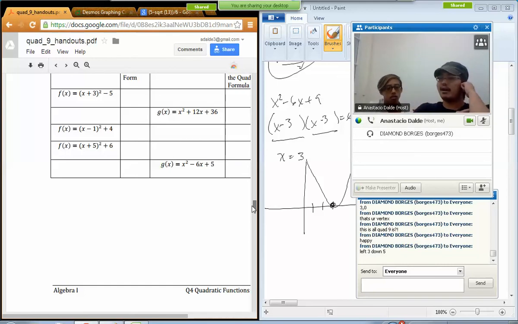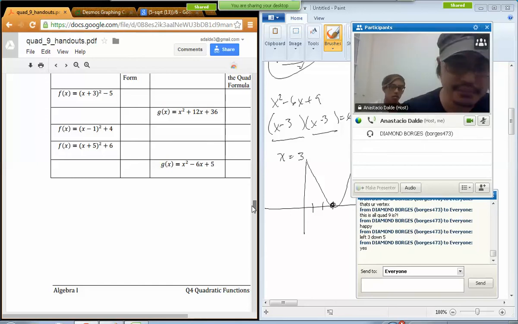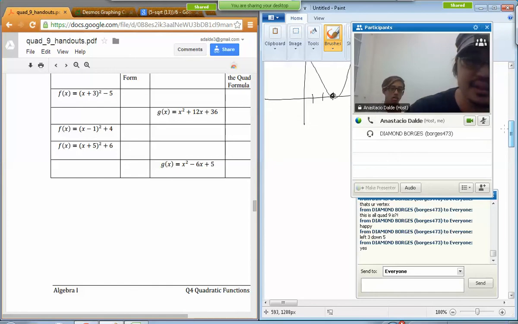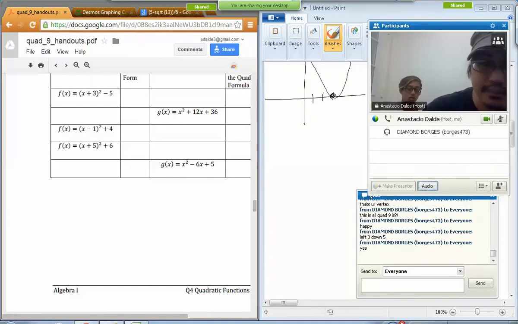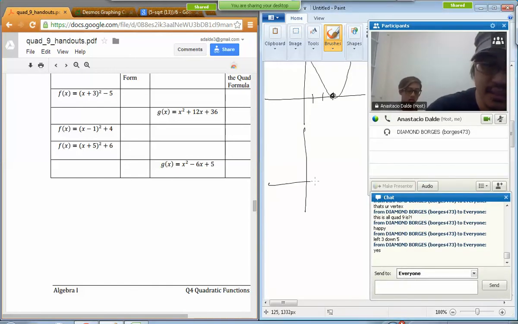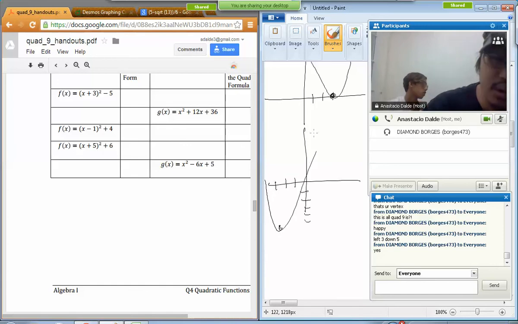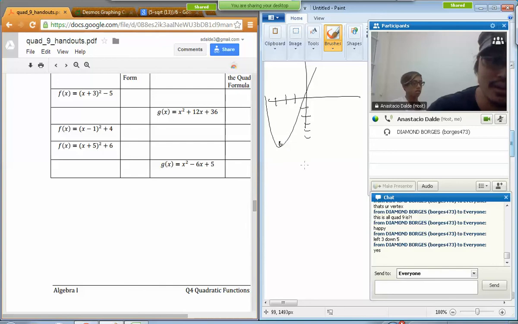Is it going to have x-intercepts? Yes. I think it will have x-intercepts as well, because I moved it left 3, down 5. Yes, I totally agree. If it were up 5, it wouldn't have x-intercepts. But since it's down 5, I think it will have x-intercepts. What are those x-intercepts? Well, we can figure it out this way. I'm going to take this vertex form right here and multiply it out. X plus 3 squared minus 5.